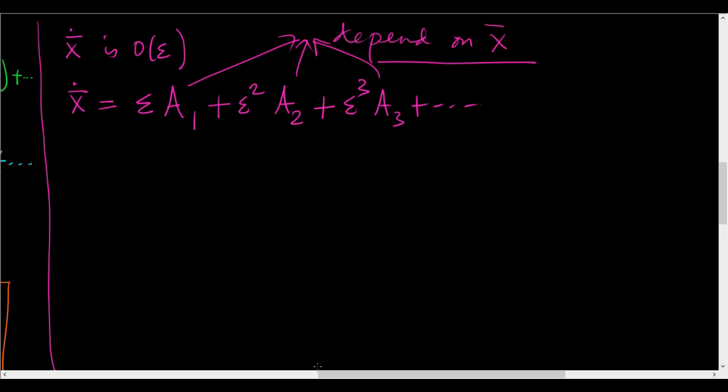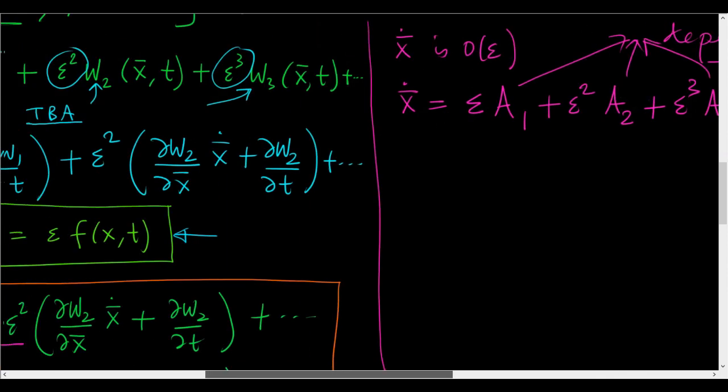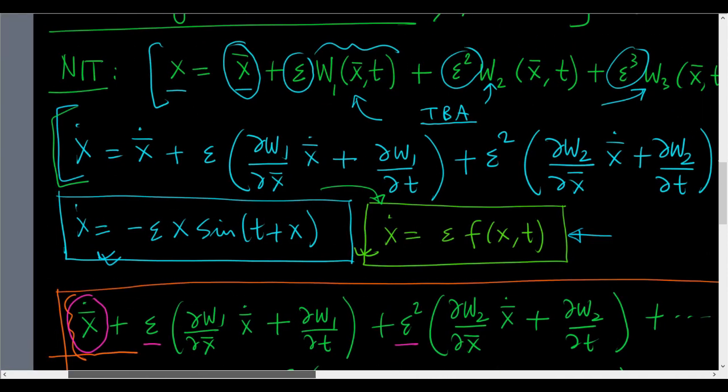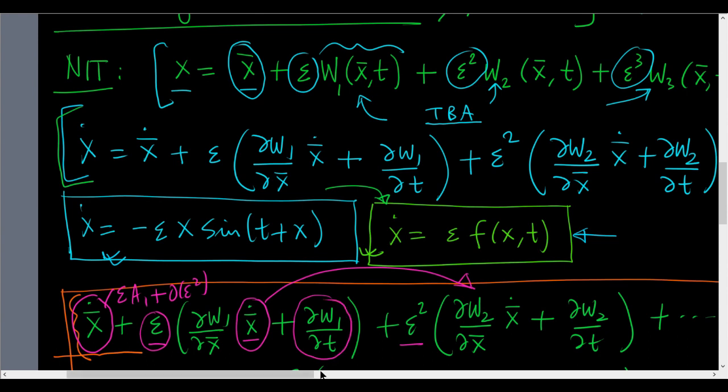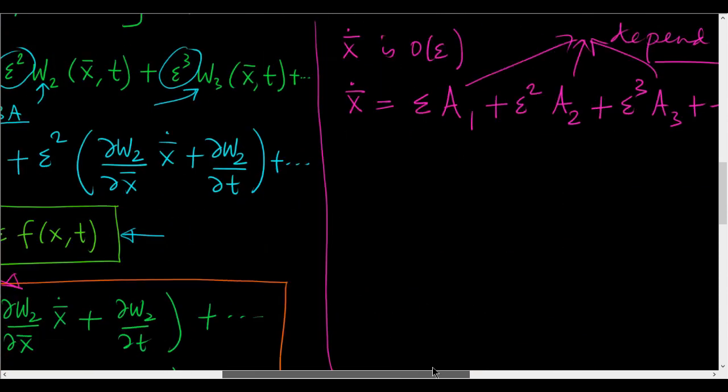Okay, so when we have that, then we come here, this one here, this one here. What the interesting thing that happens is that this one becomes epsilon a1 plus order epsilon squared. This one being epsilon a1 to begin with, and this having epsilon, this moves to this order. In this order, we just have del w1 del t. That's really important.